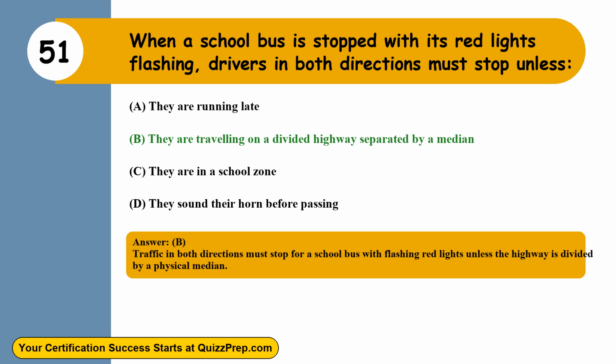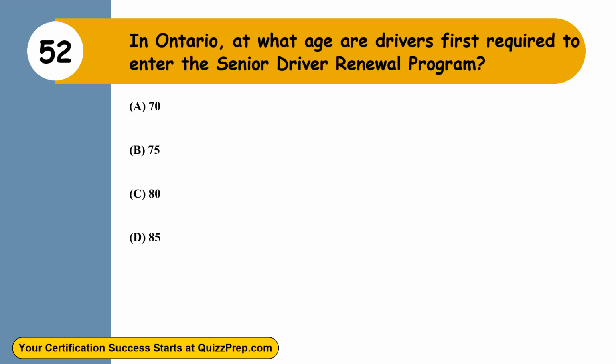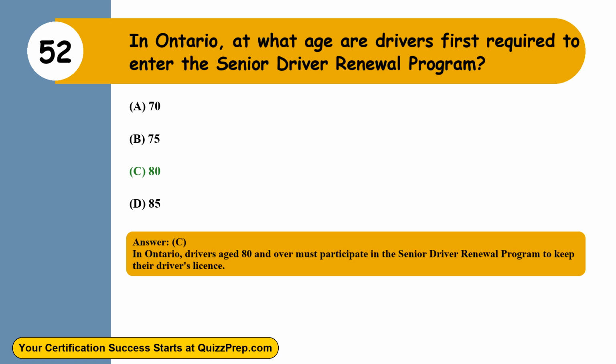Question 52. In Ontario, at what age are drivers first required to enter the Senior Driver Renewal Program? Option A, 70. Option B, 75. Option C, 80. Option D, 85. The correct answer is option C, 80. In Ontario, drivers aged 80 and over must participate in the Senior Driver Renewal Program to keep their driver's license.